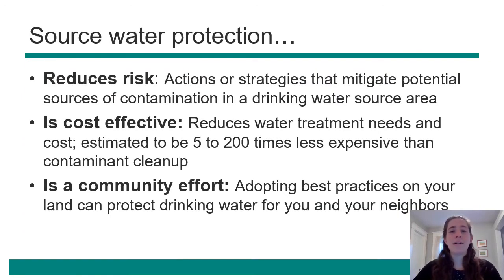Which leads me to a big focus of the Drinking Water Protection Program at DEQ, which is what we call source water protection. And we define that as actions or strategies that mitigate potential sources of contamination in a drinking water source area. Source water protection can reduce water treatment needs and costs. And in fact, a US EPA study has found that preventative source water protection can be 5 to 200 times less expensive than cleaning up a contaminated water supply. And because drinking water wells draw from aquifers that underlie land that is used or owned by many people, source water protection is not just up to the person or people who use a well. It is a community effort. So by adopting best practices on your land, you can protect drinking water not only for yourself, but also for your neighbors.